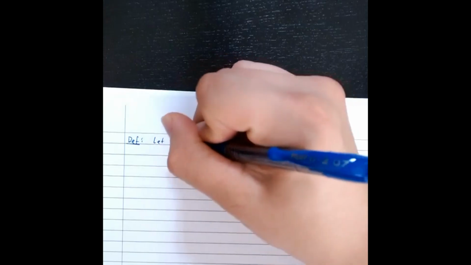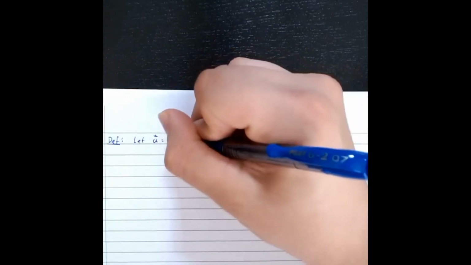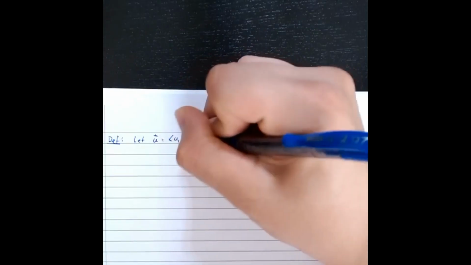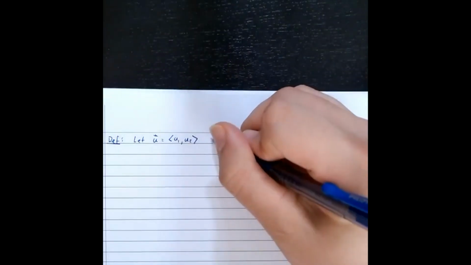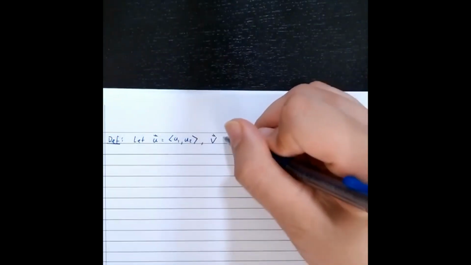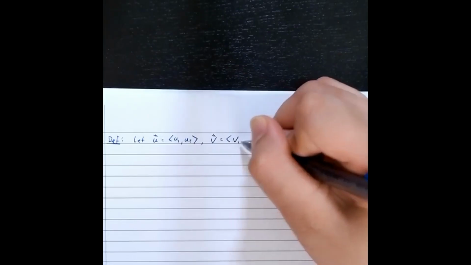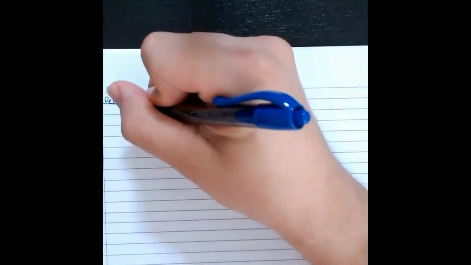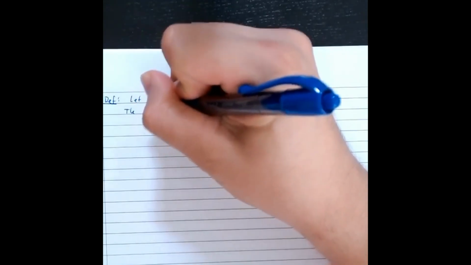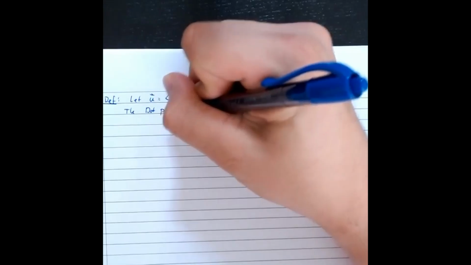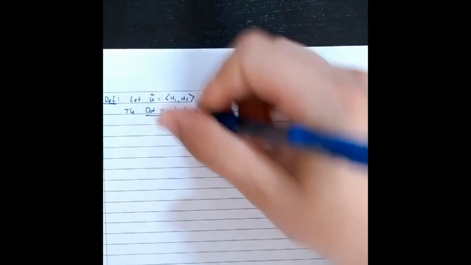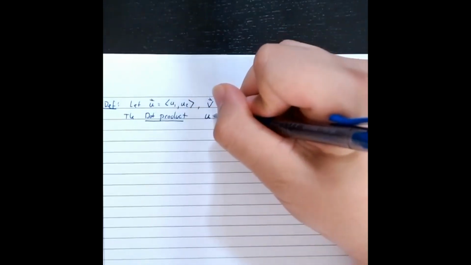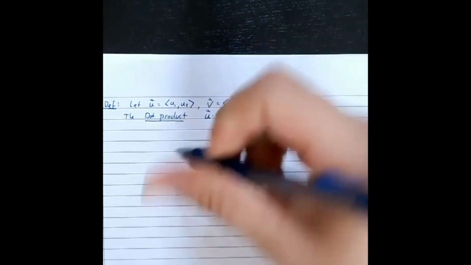Let U be given by the form U1, comma U2. Now let's take another vector V, and let's have that be given in component form as V1, comma V2. So let's start off with those two vectors. Then the dot product, and that's what we're defining. We're defining dot product, U dot V.